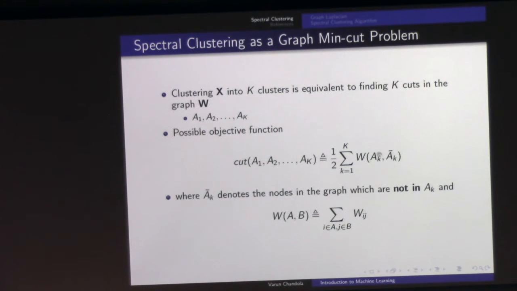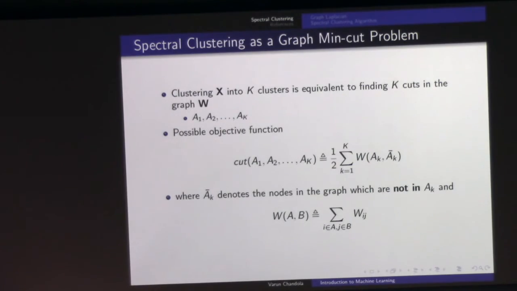Now this is an objective function, okay? So the objective function looks like this. You're splitting your graph into k parts, such that if you take each part, the edges from that part to other parts are minimized. So that is the idea.